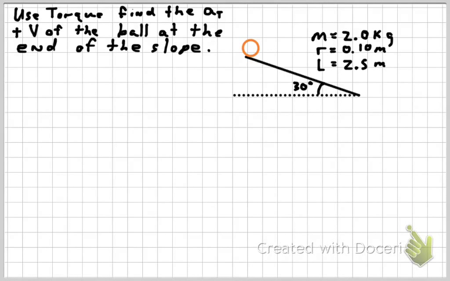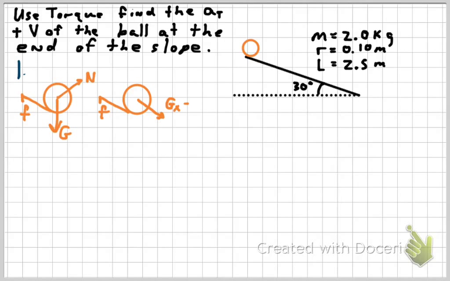Alright, right now we're working on rolling motion and moment of inertia. And we have a ball on a slope and it's going to roll down the slope. So we're asked to use torque to find the translational acceleration and the velocity of the ball at the end of the slope. Whenever we have a problem like this, we're going to start using Newton's second law for rotation, and we're going to draw a free body diagram.